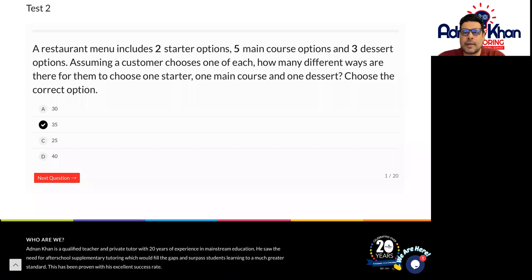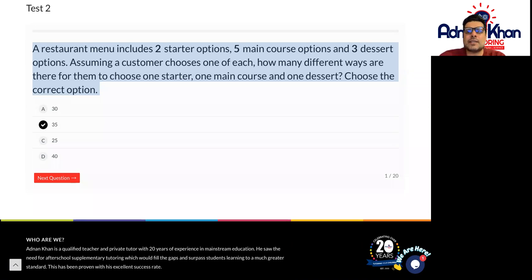So a restaurant menu includes 2 starter options, 5 main course options, and 3 dessert options. Assuming a customer chooses one of each, how many different ways are there for them to choose 1 starter, 1 main course, and 1 dessert? Choose the correct option. So in other words, we've got 2 starters, 5 main courses, and 3 desserts. How many different ways are there for one customer to choose 1 each?